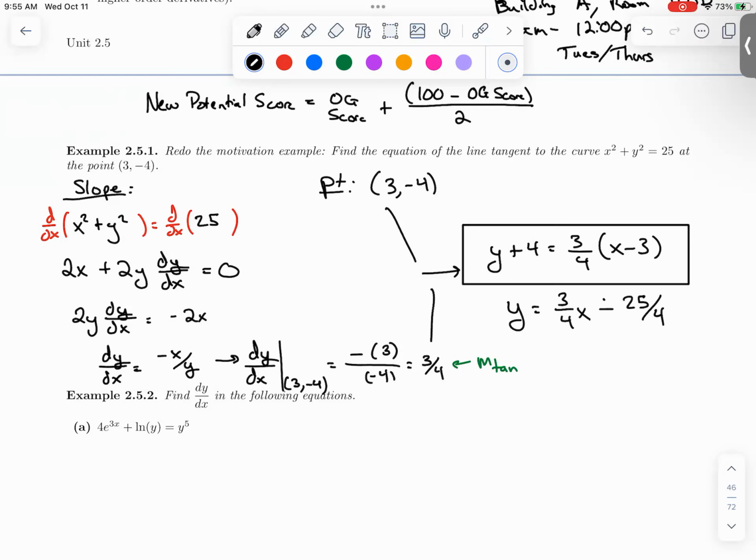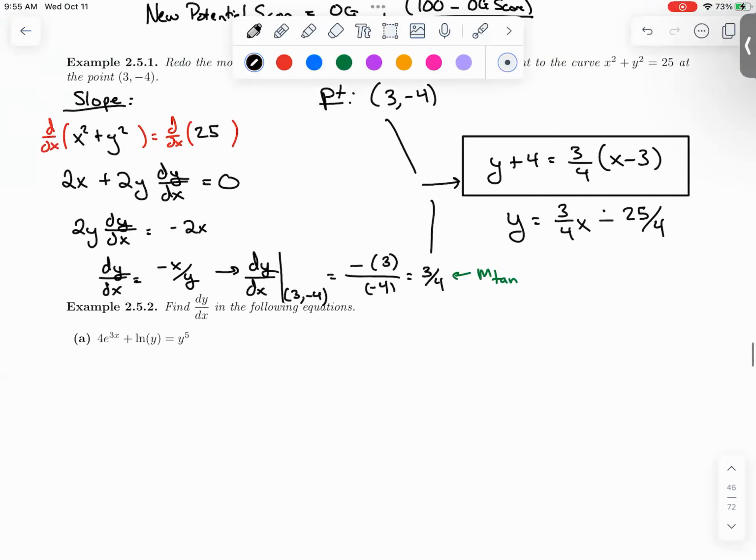Yeah. So the next one. This gets to Capri's question about what to do with all the rules. So we're going to see that here. Find dy dx in the following equations. So 4e to the 3x plus natural log of y equals y to the 5th. First thing to do is take the derivative of both sides with respect to x. So ddx of the left equals ddx of the right.